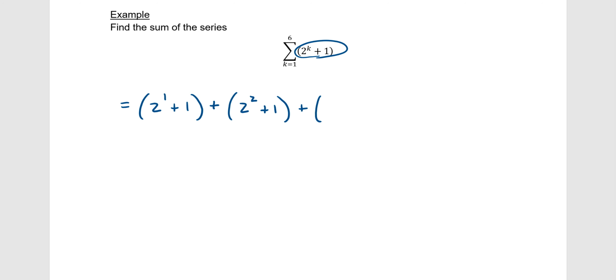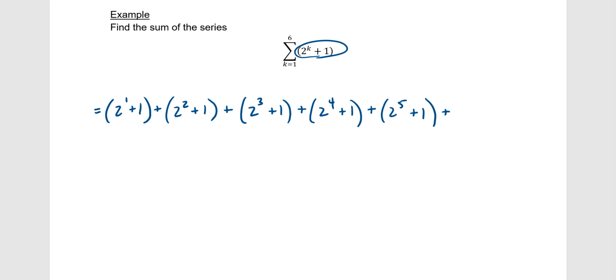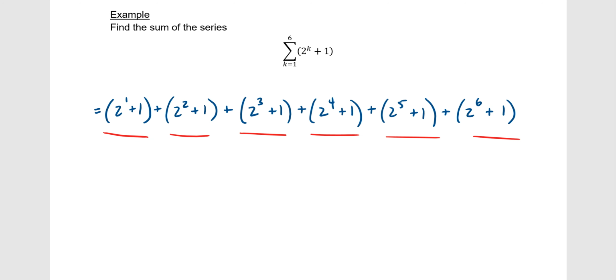Plug in a 3, 2 cubed plus 1. Plug in a 4, 2 to the 4th plus 1, plug in a 5, 2 to the 5th plus 1, and I'm just going to move this all over here. And lastly, plug in a 6, so 2 to the 6th plus 1. So we can see that this first one represents k equals 1, k equals 2, k equals 3, k equals 4, k equals 5, and k equals 6. So all we have to do here is simplify each one individually and then add them all up.